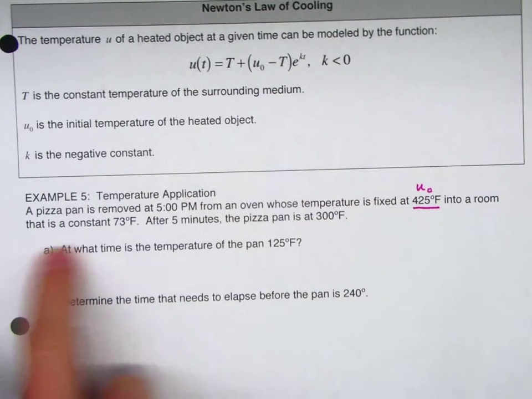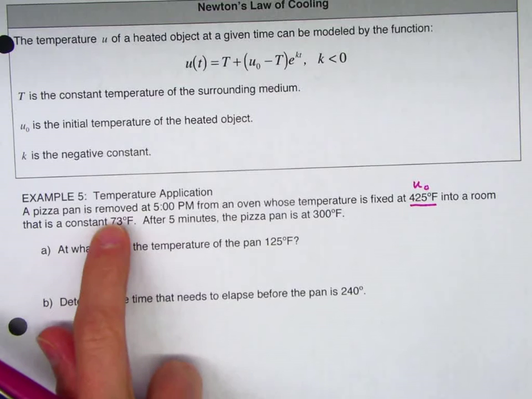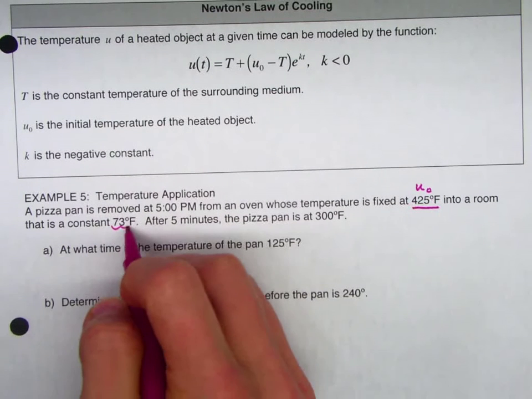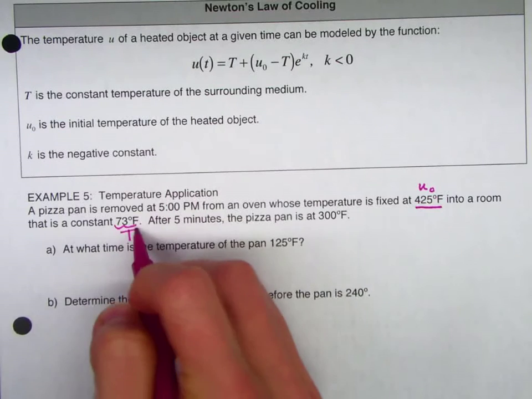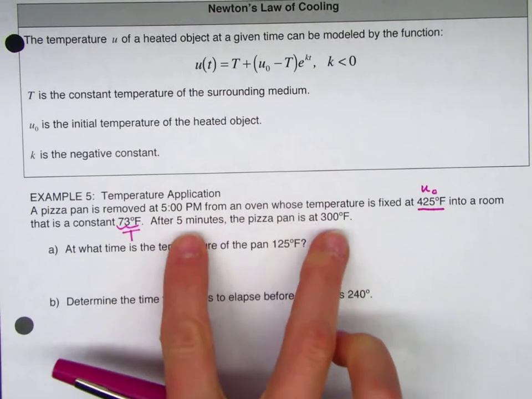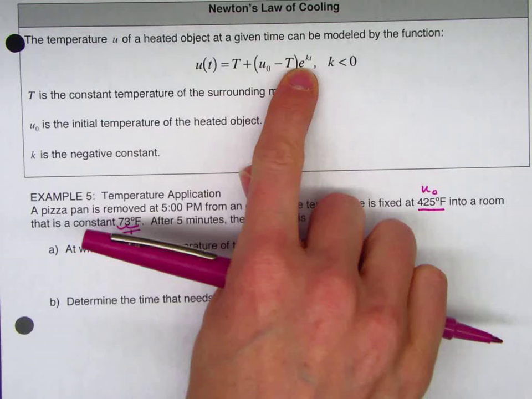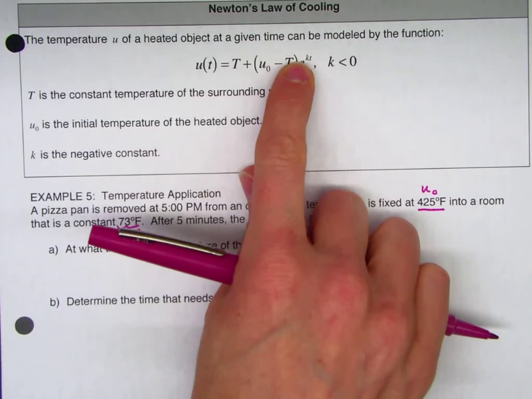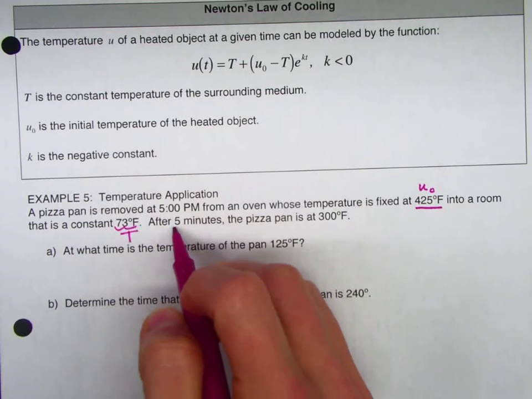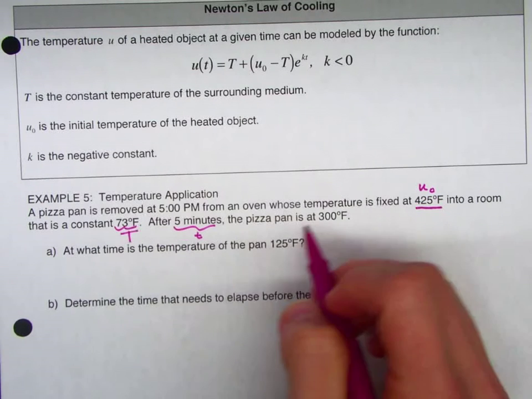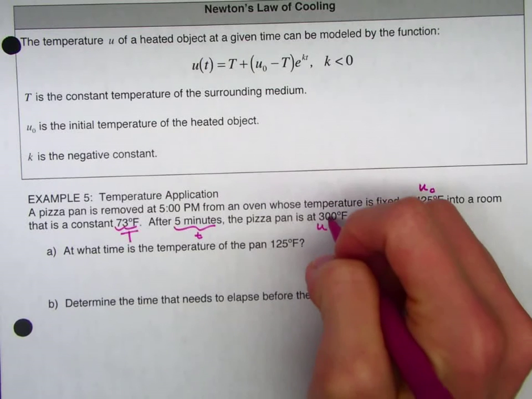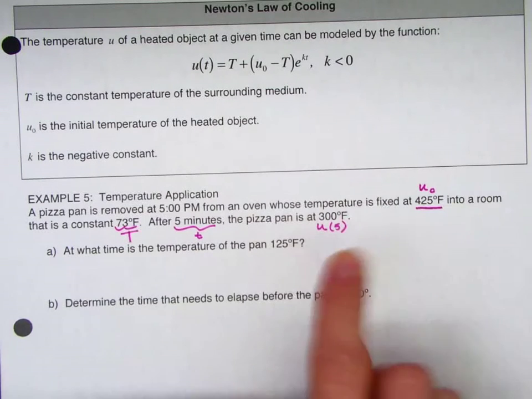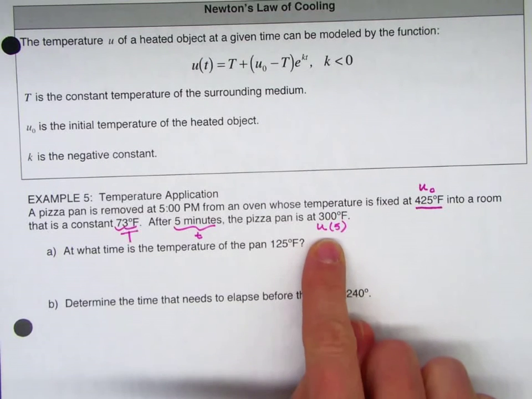All right, the room has a constant 73 degrees. So what does this one represent? So the temperature of the room, big T, you bet. Okay, now this is the extra information to help get our rate of change because we don't know what our constant of decay is at this point. So this is going to be our time. And then the pizza pan, after 5 minutes, the pizza pan cools to 300. So 300 is the final temperature only after 5 minutes.